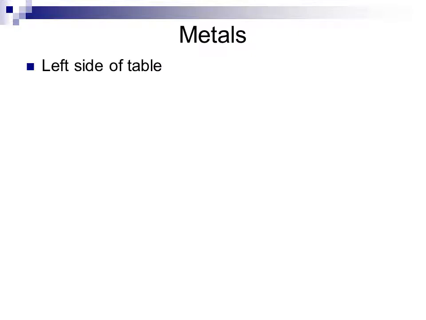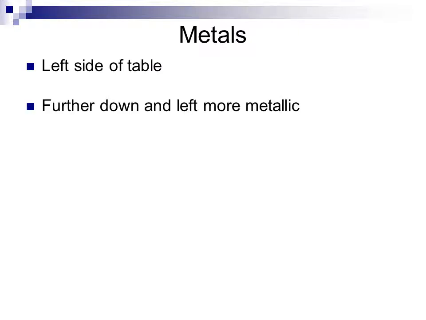Metals are on the left-hand side of the periodic table and tend to be further down and to the left, in terms of increasing metallic character. So those elements which are furthest to the bottom and left of the table are the most metallic. Those which are to the top and right of the table are the least metallic.